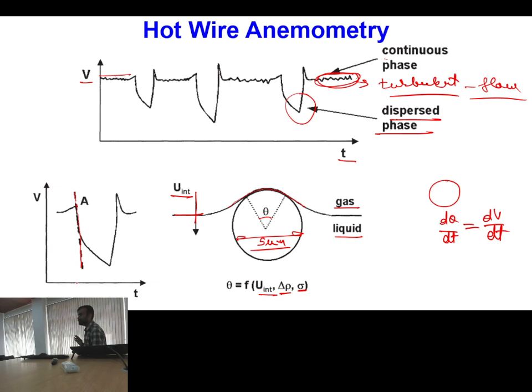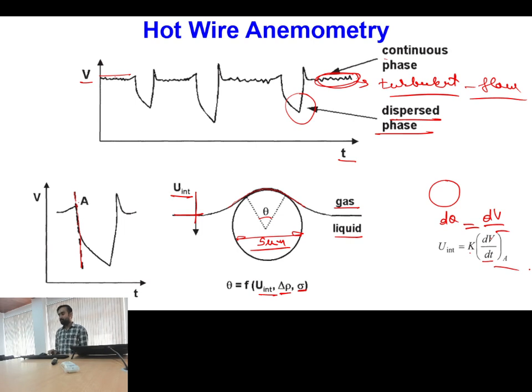Is this point clear? So if you have to calculate this interface velocity, the rate at which the interface is wetting the probe, you can simply determine it by considering k times dV by dt at location A. Is this point clear? All are clear with this idea? So by simply measuring the slope at this point, you can measure the velocity of the interface. Okay, so I am talking about a single bubble.